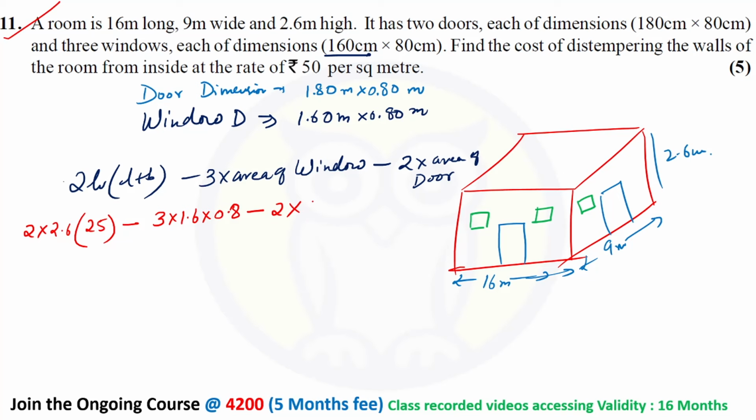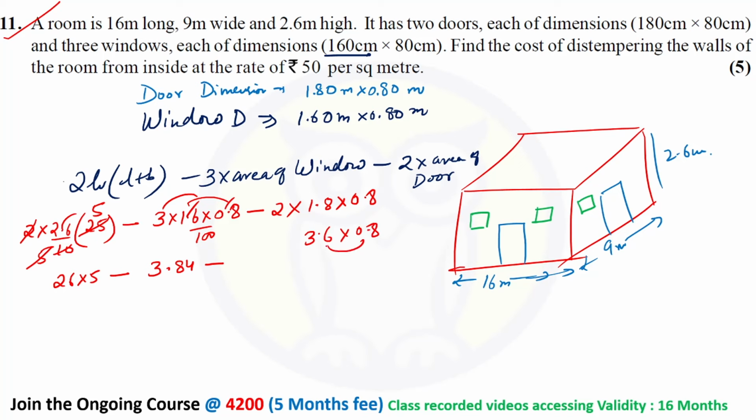Minus the area of the door, and there are 2 doors, so 2 into the area of the door, which is 1.8 into 0.8. Solving, we cancel the decimals, and 26 into 5 cancels. Then 16 into 8 is exactly 128, and 128 into 3 is 384 by 100. Minus the door: 2 into 1.8 into 3.6, that is 3.6 by 8, exactly 288, so 288 with two decimal places.